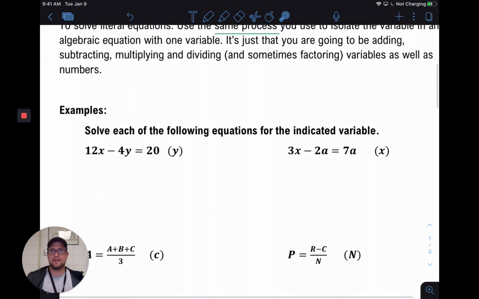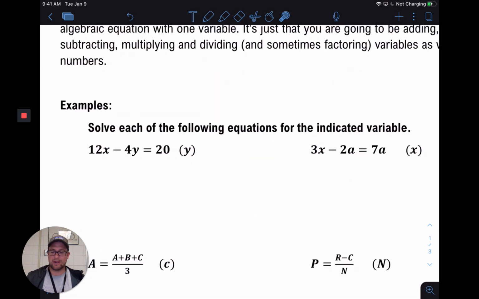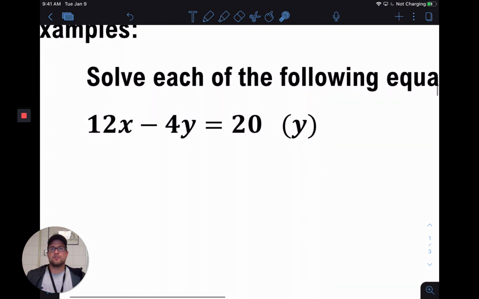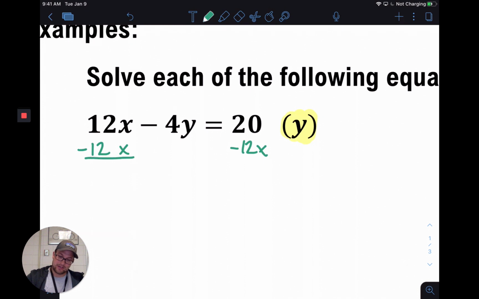So let's hop into something easy that you're probably pretty familiar with already. Here's our first equation: 12x minus 4y is equal to 20. And in parentheses over here, this is how we're going to indicate the variable that we want you to get alone. So if I wanted you to get y all by itself, the very first thing we'd want to do, before we can divide off that negative 4 or anything like that, is move the 12x over to the other side. And the way we're going to do it, since it's positive, is we're going to subtract it.